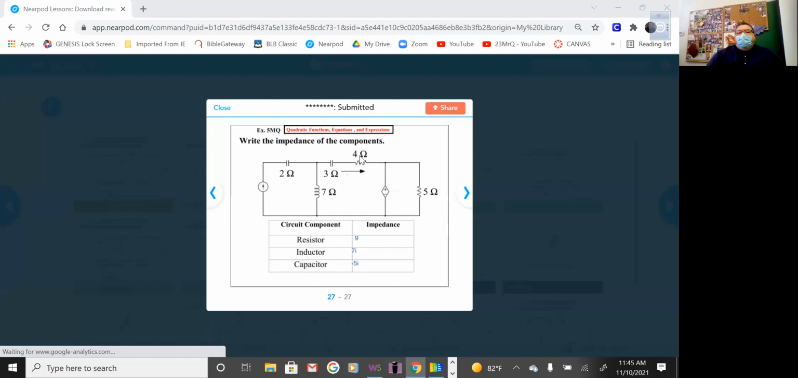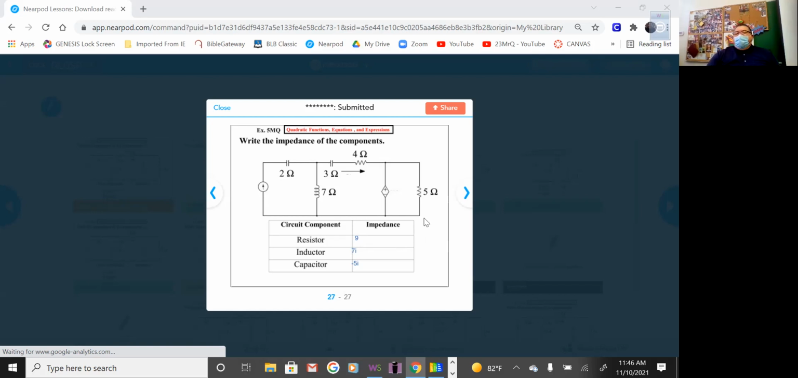Very good. Miguel said by combining like terms. So 4 ohm on the resistor plus 5 ohm on the resistor gives us 9. Then we got 2 capacitors right here, 2 ohm and 3 ohm become 5 ohm, and it's a negative. And this one is 7. Okay, we got this, yes?